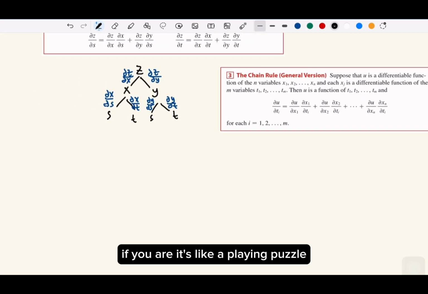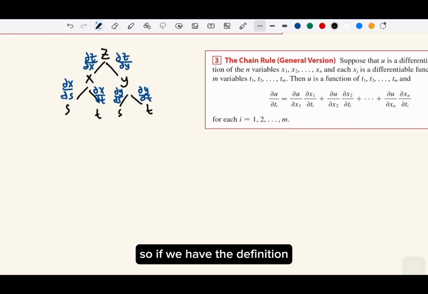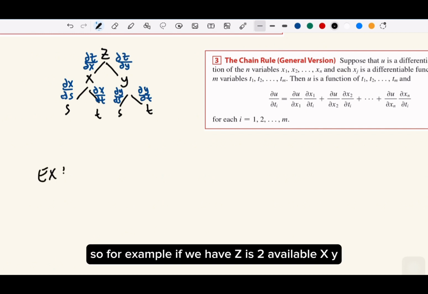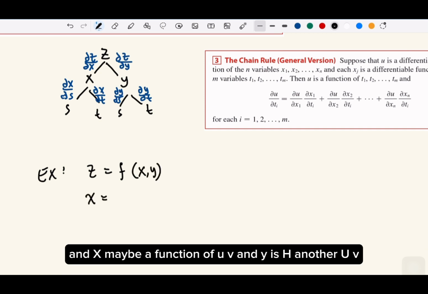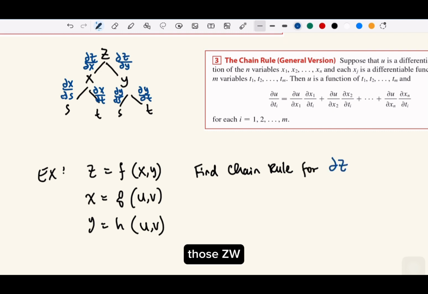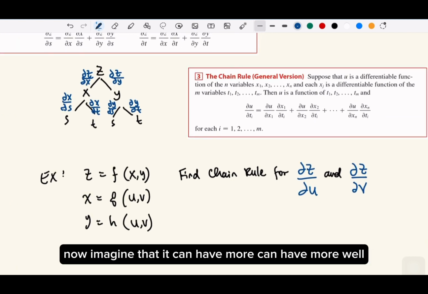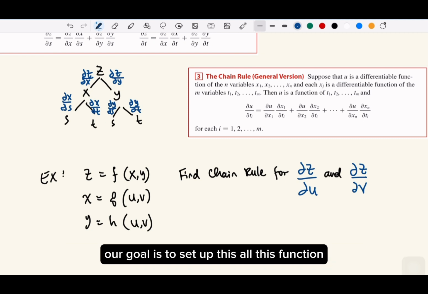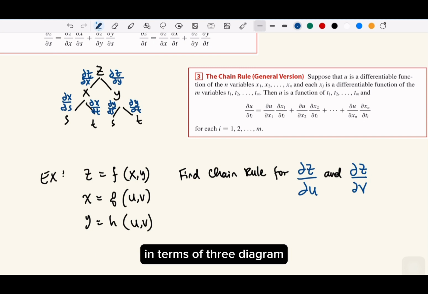Let me give you an example. It's like playing a puzzle, okay? If we have the definition, for example, z is a function of two variables x and y, and x is a function of u and v, and y is another function of u and v. Find the chain rule for dou z, dou u, and dou z, dou v. Now imagine that it can have more, but our goal is to set up all these functions in terms of a tree diagram. I think this is a better approach.